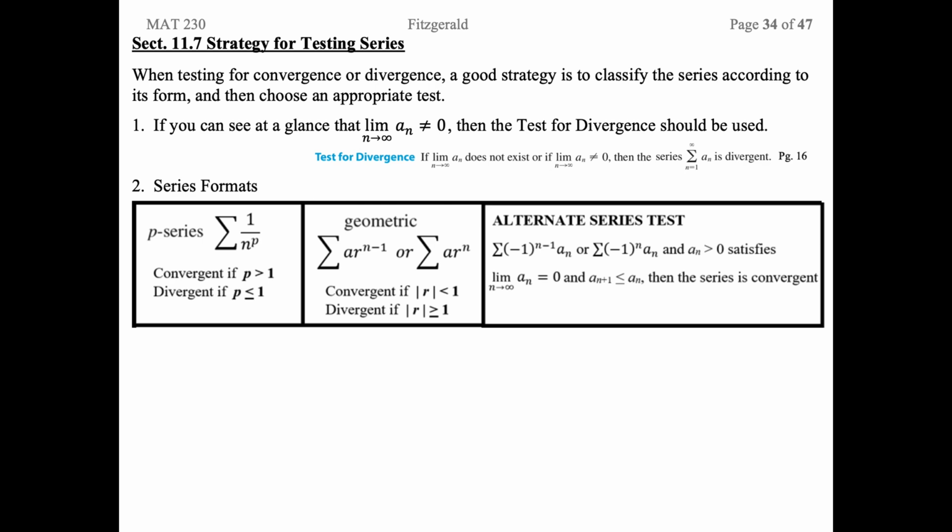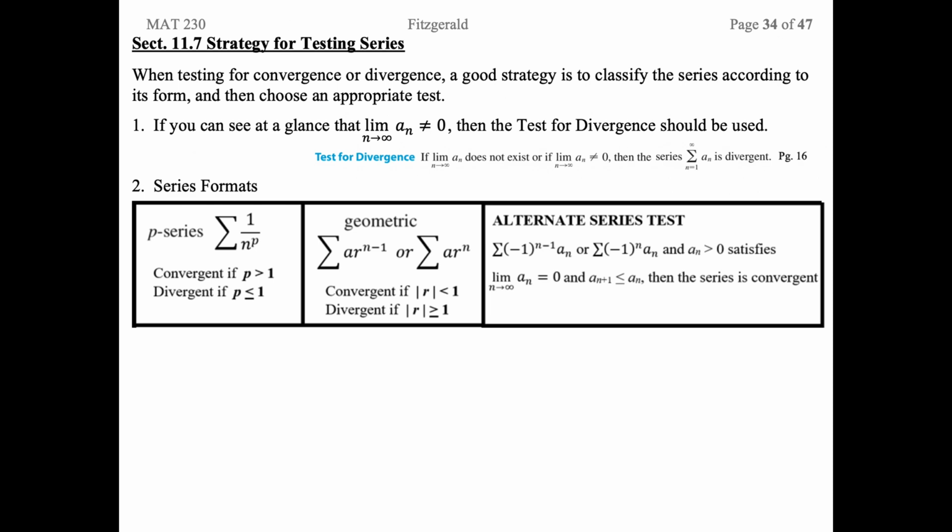Number 1, I always go with, if you can see right away looking at the function, the a sub n, that as n goes to infinity, that it doesn't equal 0, then that's the test for divergence. It's a divergent series. You're done.